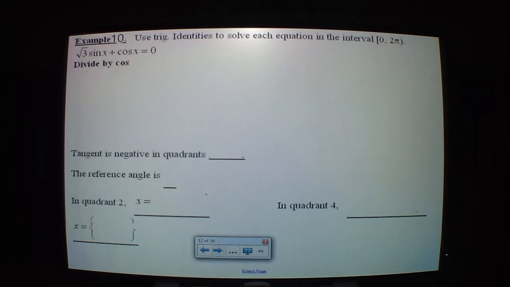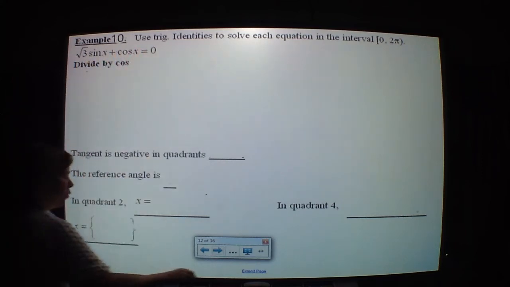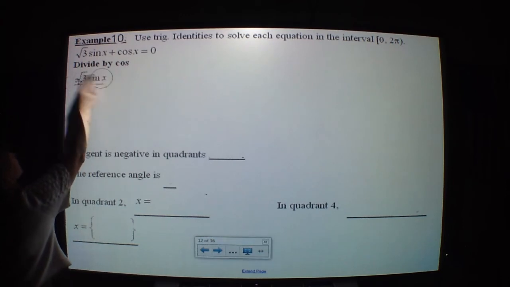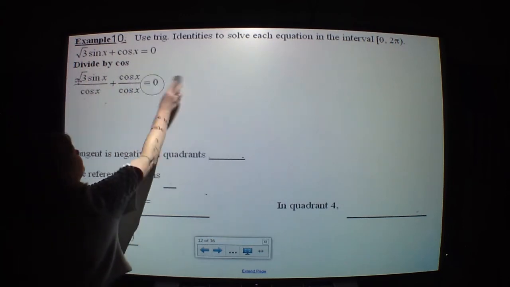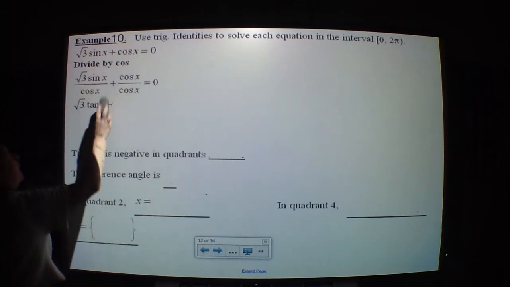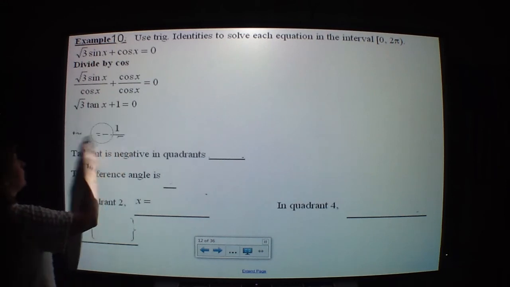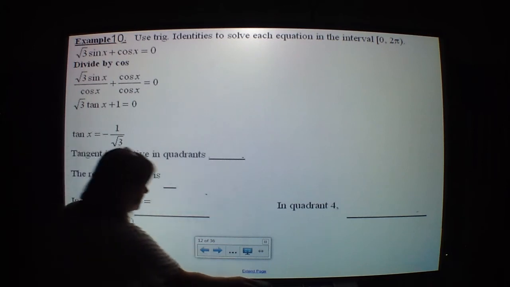Radical 3 sine of x plus cosine of x is equal to 0. I have a couple different trig functions. I can make one trig function. If I divide everything by cosine, I will have one trig function, which is tangent. And if I divide 0 by cosine, it's still 0. So I have radical 3 tangent here, I have 1 here, equals 0. And now it's just like the other problems. Tangent of x is negative 1 over radical 3.